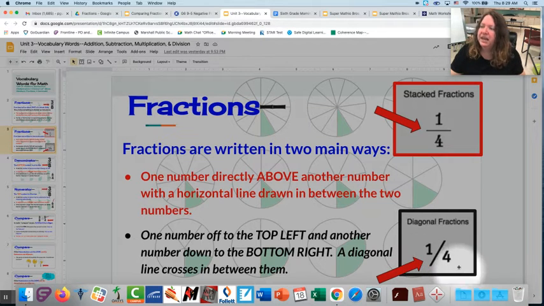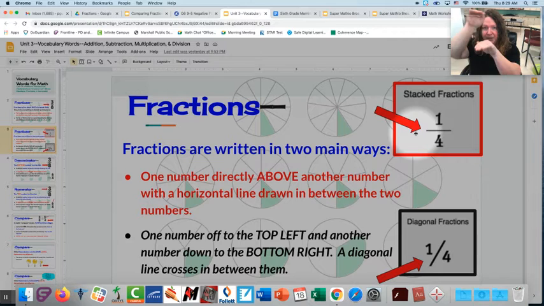But the other way, the top number is a little bit to the left. It's on the top left. And the bottom number is a little bit to the bottom right. So they're not straight up above each other. They're kind of at an angle. And then the line is a diagonal going in between the top left number and the bottom right number. So those are the two ways that you see fractions written.